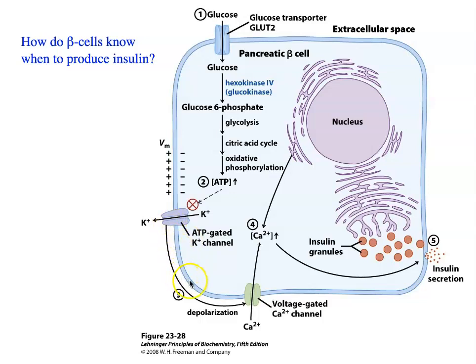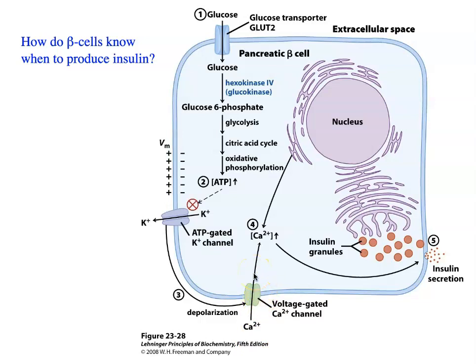The depolarization gets passed on and it reaches a voltage-gated calcium channel. When the depolarization reaches the calcium channels, they open up. And calcium, if you remember from 481, has a much higher concentration outside the cell and in the endoplasmic reticulum than in the cytosol. So as soon as that calcium channel opens, the calcium floods the cell.